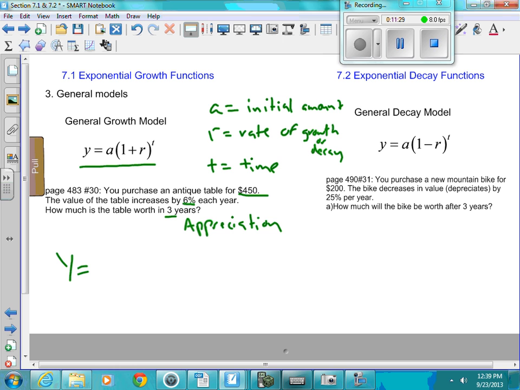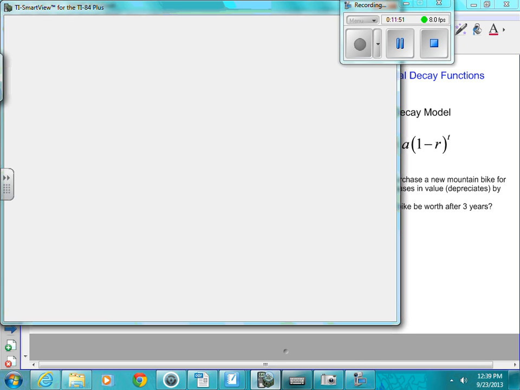We plug it in. There's only one thing you have to be wary of, and that's the rate. When you plug that in, we don't plug in 6. We need to change 6% to a decimal. That's 6 divided by 100, or 0.06. So be wary of that when you're plugging into these formulas. So now in our calculator, we can just plug that in.